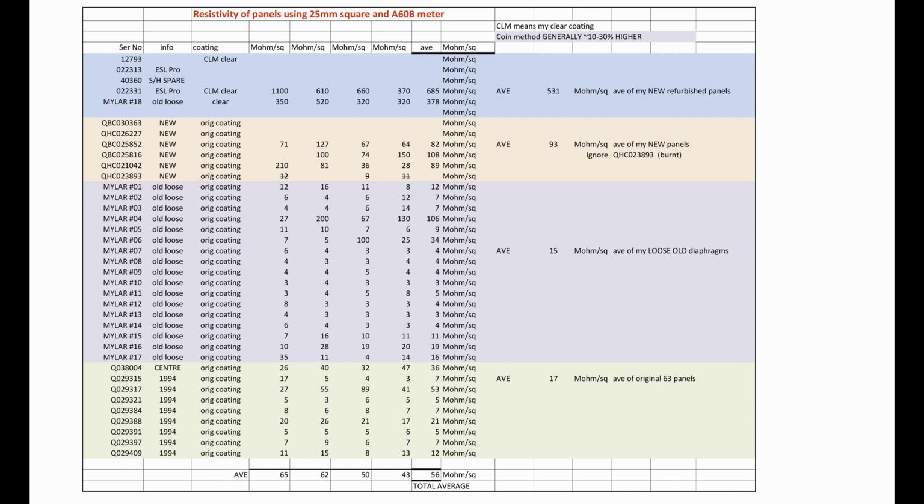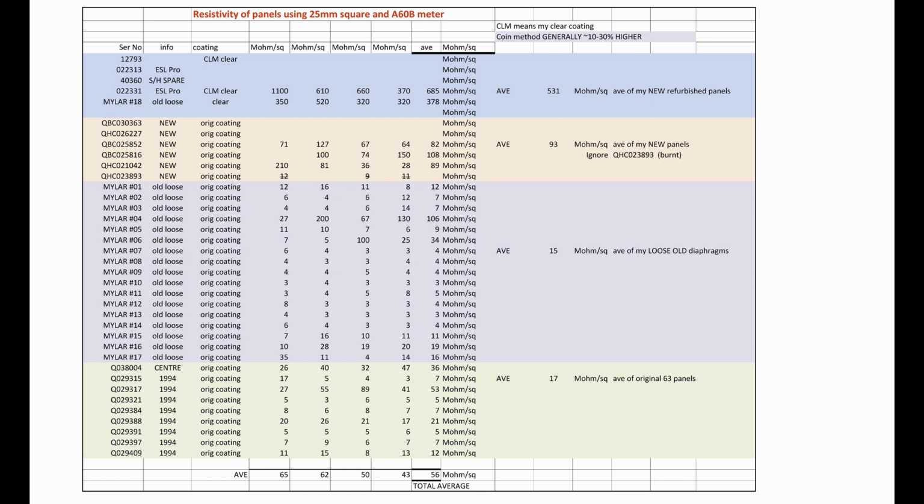So, all very confusing, but I still think I will aim for 100 to 150 megohm per square. It will be interesting to see what the sensitivity of the panels will be when I finally get them back into a speaker. And some of the early ones, I will measure their sensitivity compared to others and try and find out if there is a difference in sensitivity.